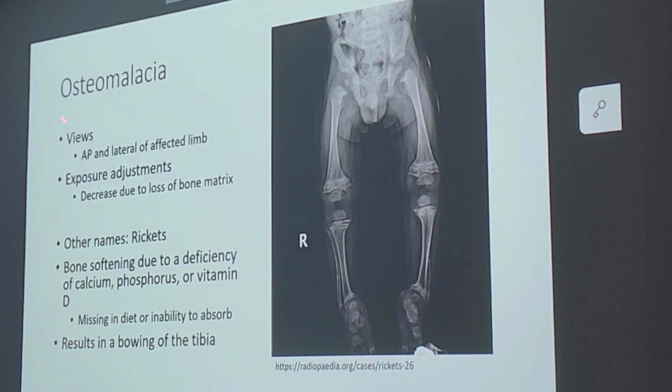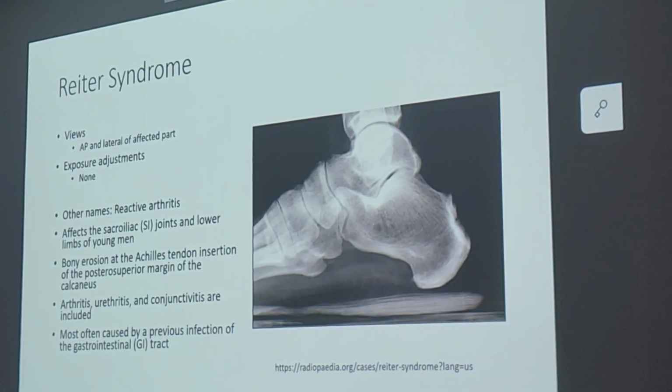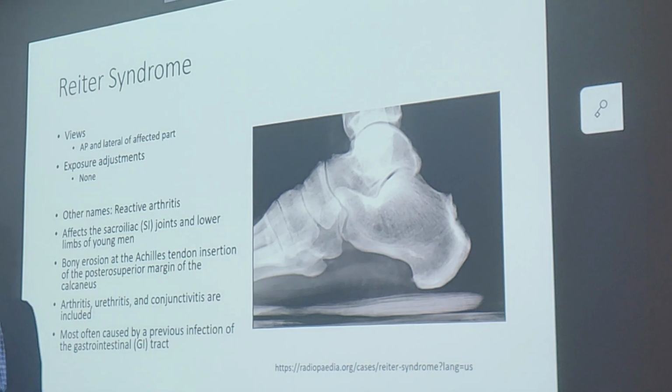So the more common name for osteomalacia is rickets. If you've ever heard of rickets, this is what it's referring to. And then we have Reiter syndrome. This one, in my opinion, is kind of weird.